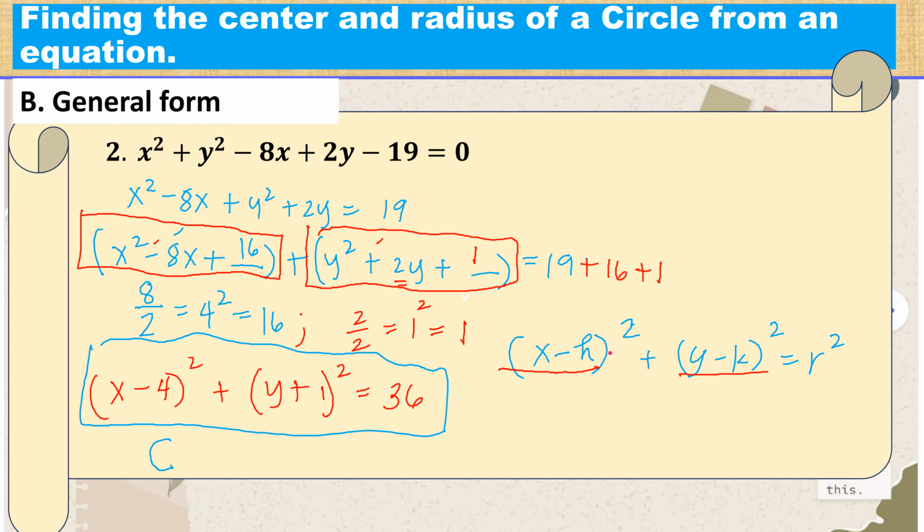This time, we can now get the center, which is positive 4 from this, negative 4, the additive inverse. And the positive 1 will give us the additive inverse of negative 1. And for our radius, the square root of 36 is 6.